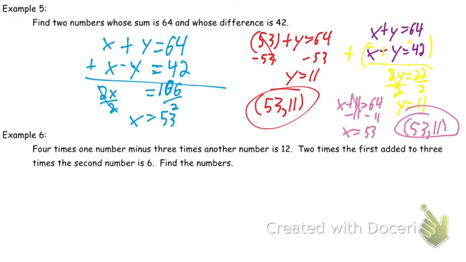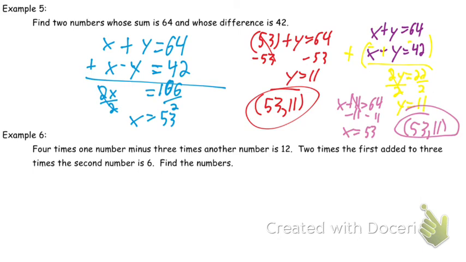Okay, here's our last example problem for the day. 4 times one number minus 3 times another number is 12. 2 times the first added to 3 times the second number is 6. Find the numbers. Can somebody help me write these equations?